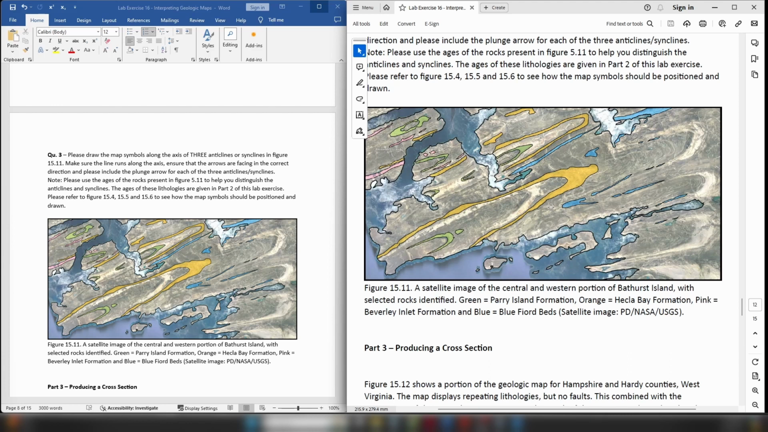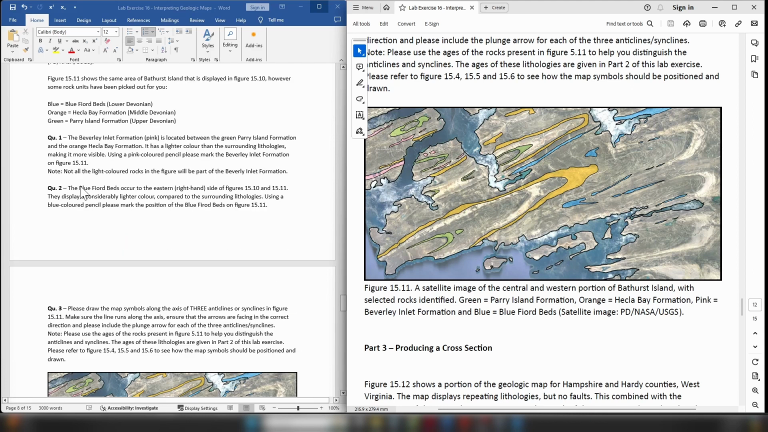And as we've already touched on, the way to do this is to look at the ages of the rocks. So when we look at our map here, we know that the blue fjord beds, which are picked out in blue, are the oldest, and the Parry Island Formation, picked out in green, are going to be the youngest of the Devonian rocks in the area that have been deformed. So we know that this is going to be the youngest, and these are going to be the oldest. So that should allow you to work out whether you're looking at an anticline or a syncline.